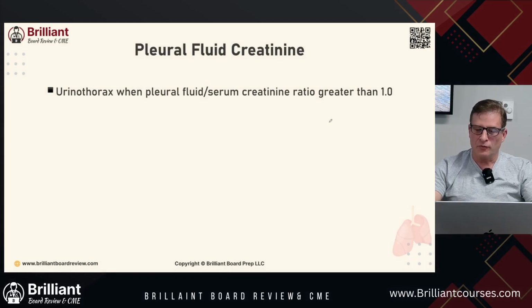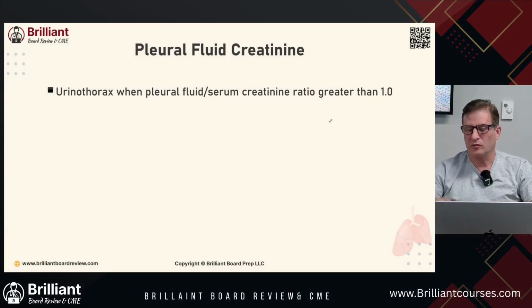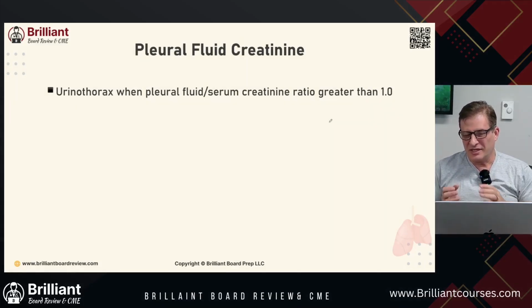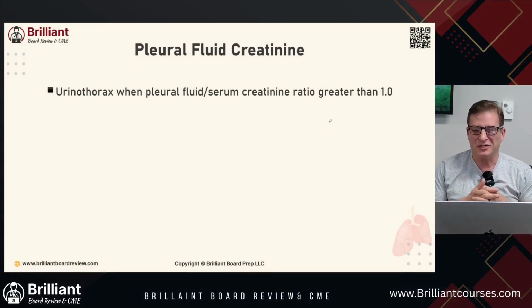Pleural fluid creatinine. So when you pull the fluid out and it has a high creatinine, what can you think of? A urothorax, when the pleural fluid to serum creatinine ratio is greater than 1, meaning that you may have a conduit where urine is actually, can you imagine that? You're getting pee in your lungs. That doesn't sound great, does it? I got pee in my lungs.